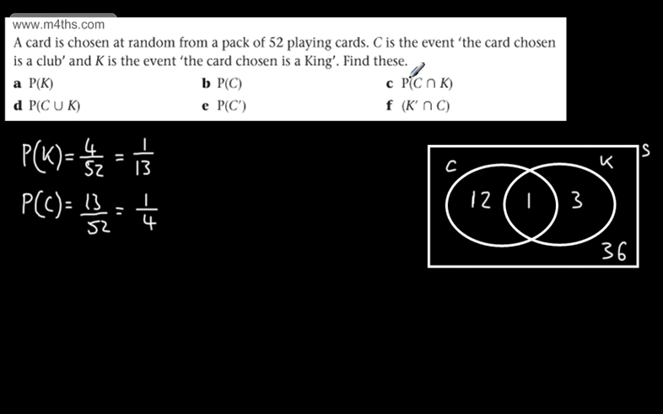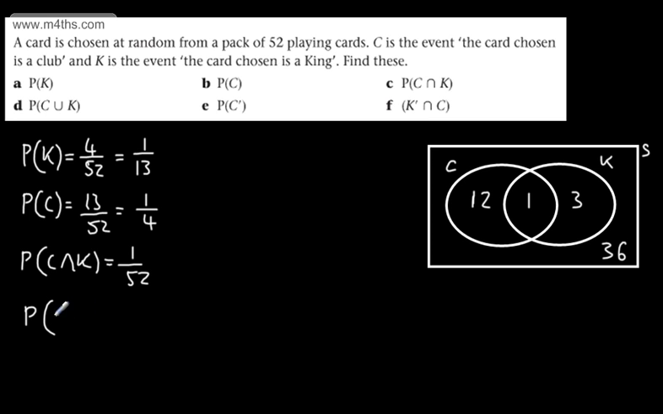If we look at this one, the probability of a club and a king, well, that's the intersection right here. So you could think of that now as simply how many kings of clubs have we got? Well, we've got 1. 1 out of 52. So the probability of a king and a club is going to be equal to 1 of the 52. This is where our Venn diagram helps.